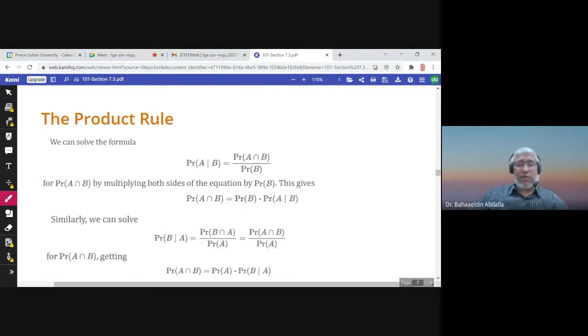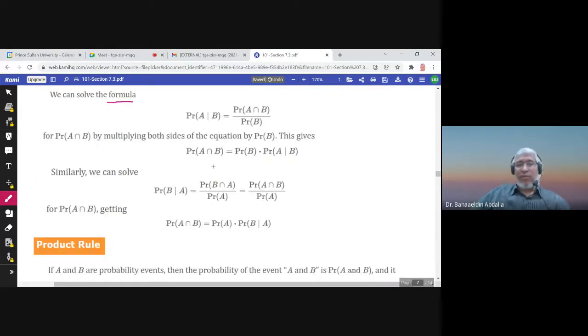This is the second point in section 7.3, and it's about the product rule. We discussed the definition of the conditional probability, the formula with probability of A given B equals probability of A intersection B over probability of B. Now, if we multiply cross product, then we get that the probability of A intersection B is equal to probability of B times the probability of A given B.